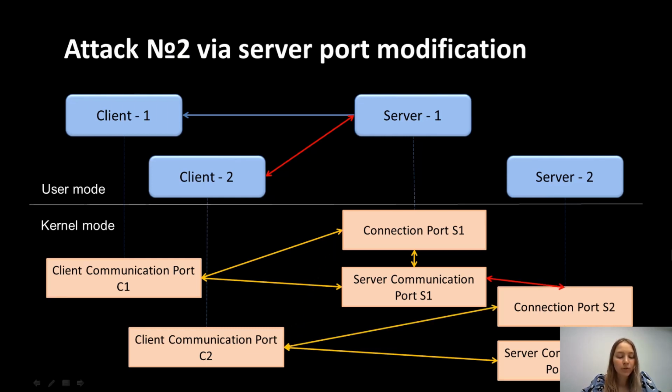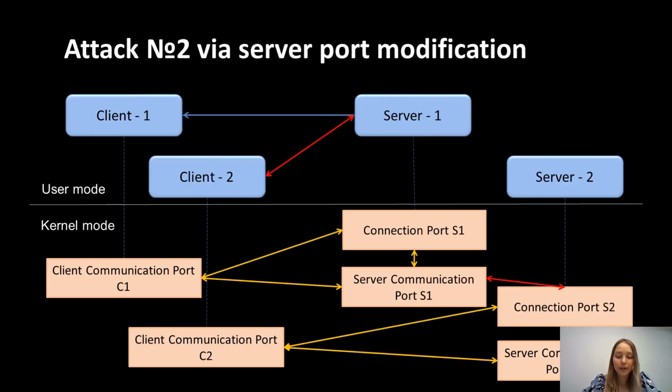Attack number 2, via server port modification, targets the server side. The connection port value in the communication info field of the server communication port of server S1 was changed to the connection port address of server S2. As a result of this attack, illegitimate connections between client C2 and server S1 are established, and server S2 is blinded and does not receive any messages again.